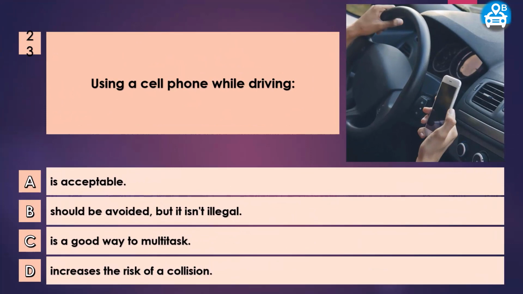Using a cell phone while driving: A. It is acceptable. B. It should be avoided, but it isn't illegal. C. It is a good way to multitask. D. It increases the risk of a collision.